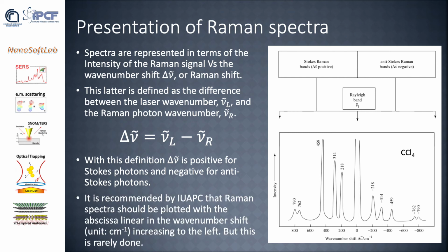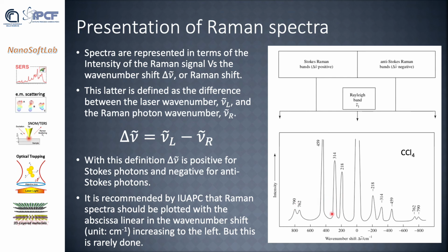The IUPAC recommends that the Raman spectra must be plotted with abscissa linear in the wave number shift measured in centimeters to the -1 and increased to the left. But this latter feature is rarely done. This plotted here is a typical Raman spectrum of CCl4. As we have seen in the previous slides, vibrations are quantized, so we see emission at discrete energies, in this case 218 centimeters to the -1, 314, 459, 762 and 790.